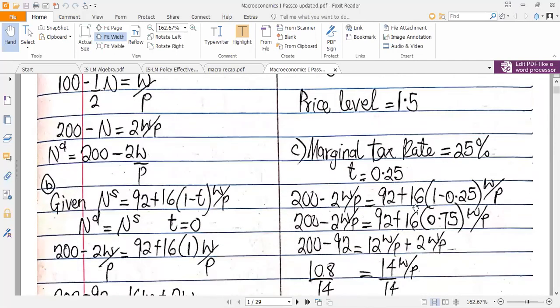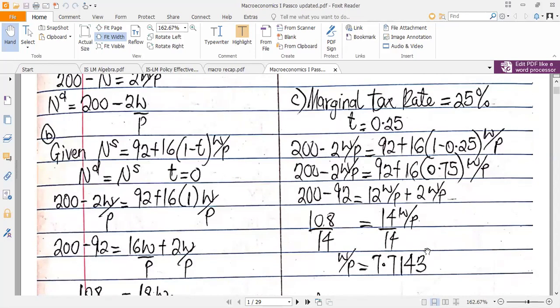So what you have to do is go back to the NS function, the labor supply function. Initially T was 0, so here was 1 minus 0. But now T has been given as 0.25. So insert your 0.25 here. You get your new NS, equate it to the old ND, then solve for your new real wage. So solving for the real wage, we are getting 7.7. So this is the new real wage.